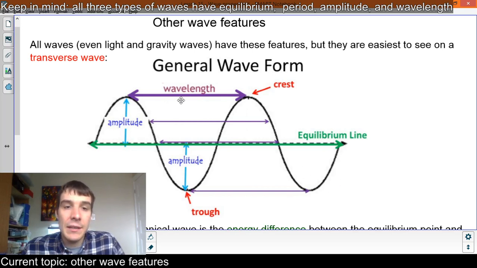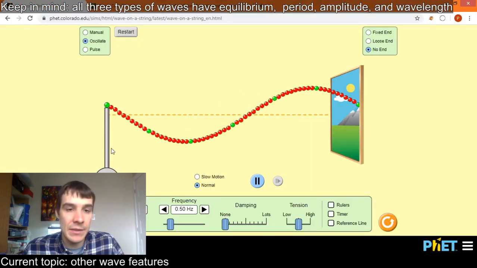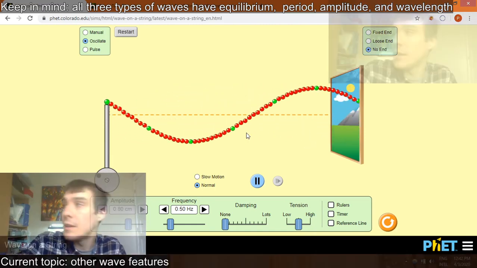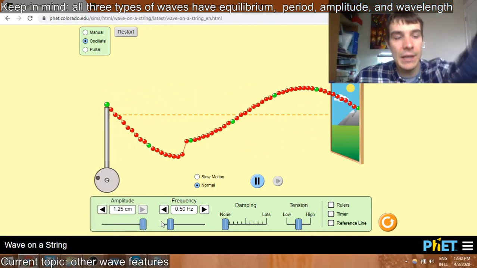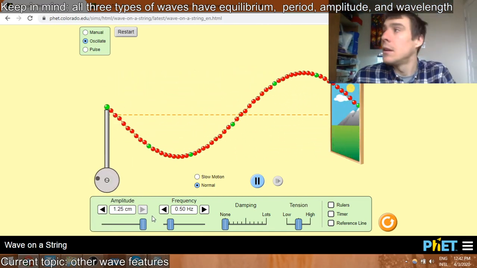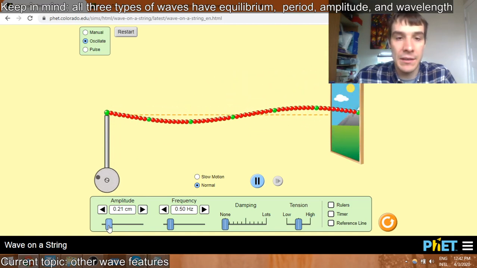This is what we're looking at. The first one, easiest one, is probably amplitude. Amplitude is how far up and down it goes. Here's my wave structure thing. I'm going to move this back to the right, and I can change the amplitude. If I have a big amplitude, you see it's going up and down a lot. If I have a small amplitude, it's not going down a lot.